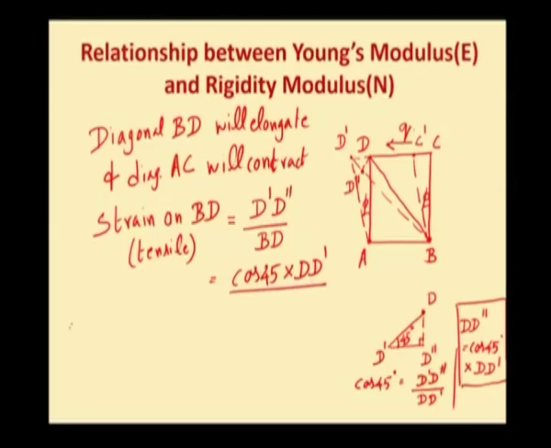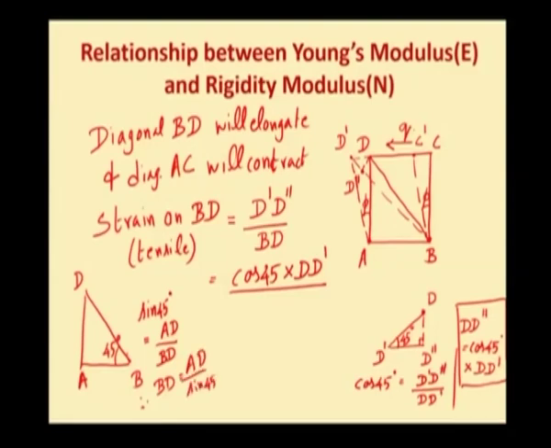Now, let us consider this triangle. This is A, B and D. Now, this is the diagonal of the cube. So, this angle will be 45 degree. Sin of 45 degree will be equal to AD divided by the hypotenuse BD. BD will be equal to AD by sin of 45 degree. So, we shall substitute the value of BD as AD by sin of 45 degree. So, the strain will be equal to D D dash into cos of 45 degree divided by AD divided by sin of 45 degree.